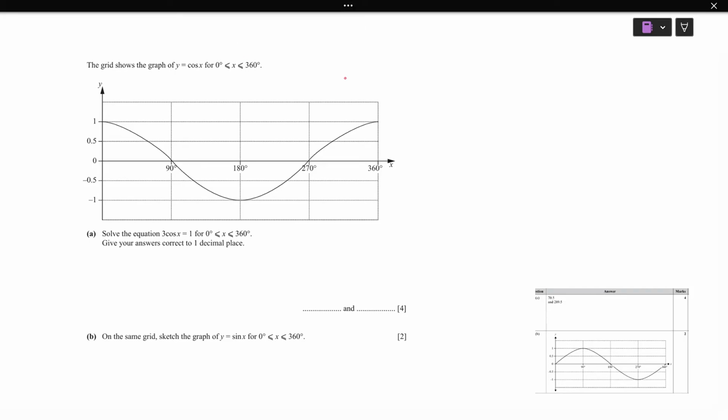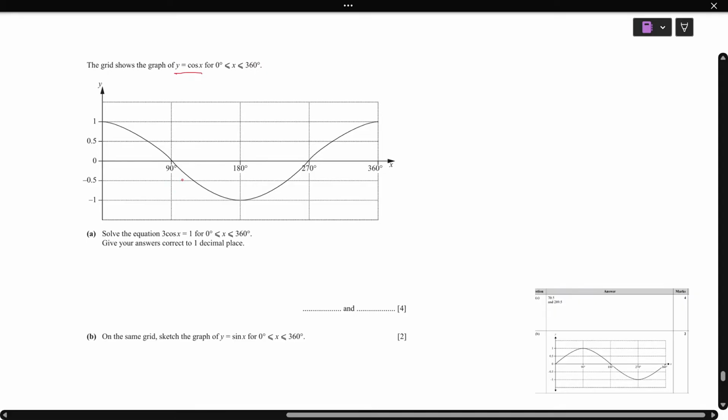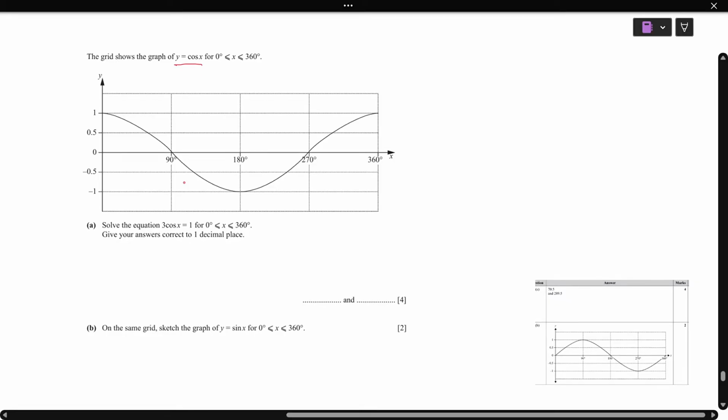Here is the question, it's a trigonometry question. The grid shows the graph y equals cos x. This is a cos x graph. Okay, fine. So we'll go for the first question. Solve the equation 3 cos x equals 1.